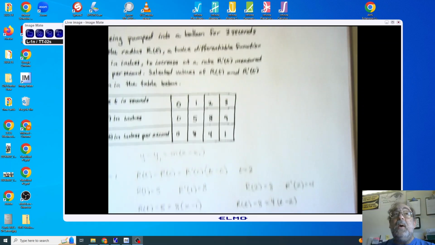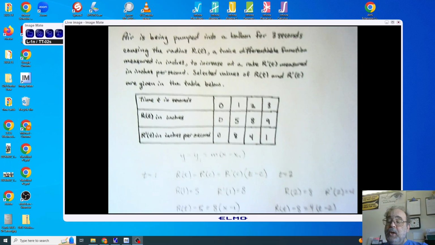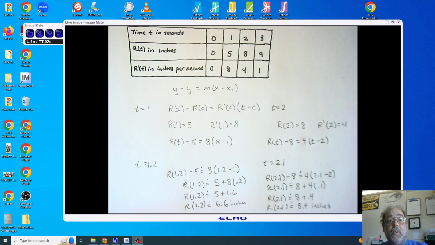This is how we find the equation of a tangent line and use that equation of the tangent line through local linearity in order for us to find an approximate value. It's not very difficult, but it does take practice. I hope this has helped.